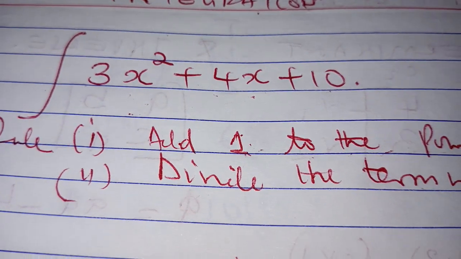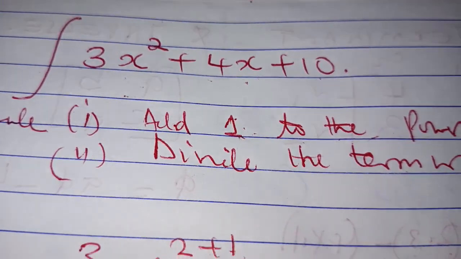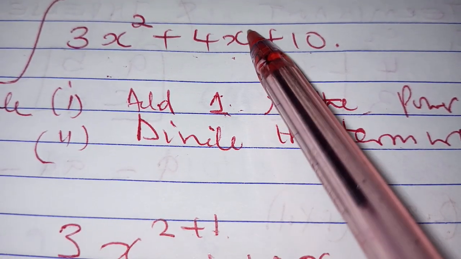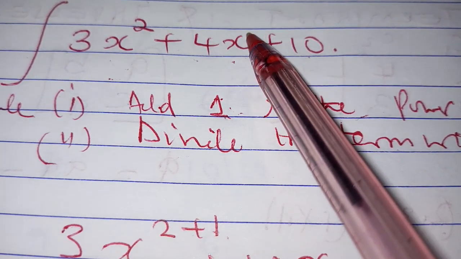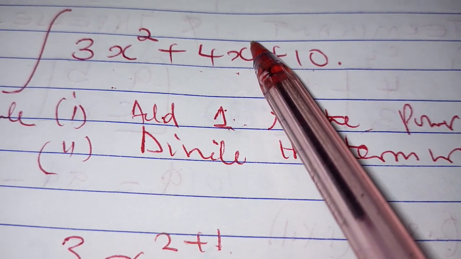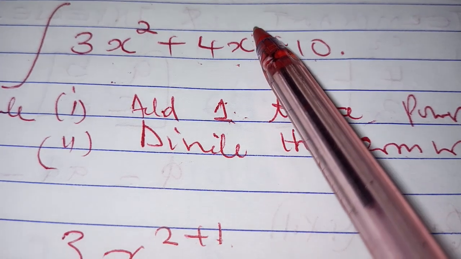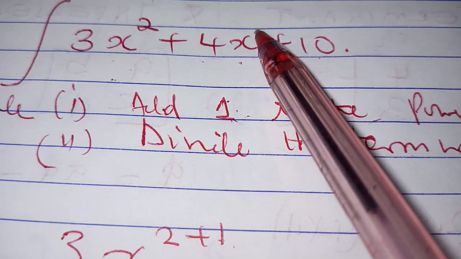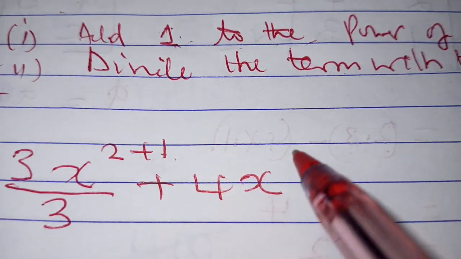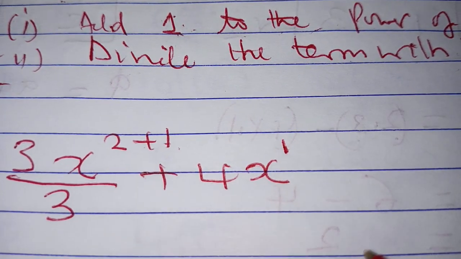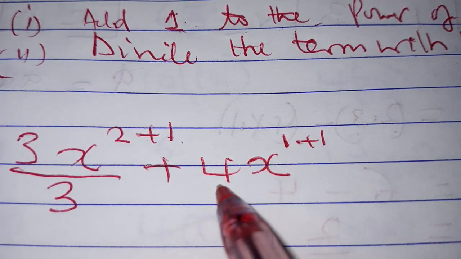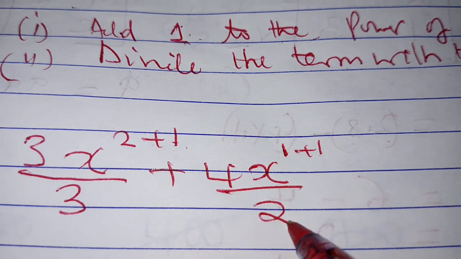Similarly, we have plus 4x. When we have no power given at the power of x here, 4x, it shows you that x has been raised to power 1, but then we don't have to write 1. We leave it as 4x. It tells you we shall assume x was raised to power 1. Then as a rule, we shall add 1 to the power of x and then we divide with the new power.